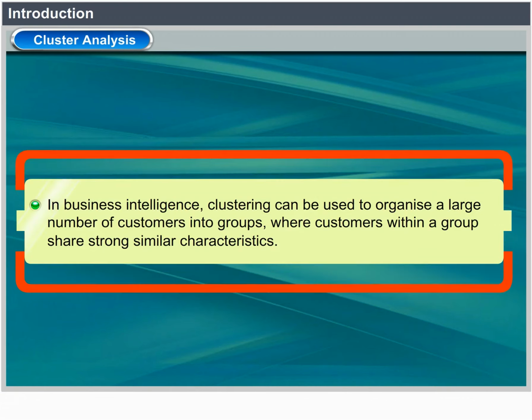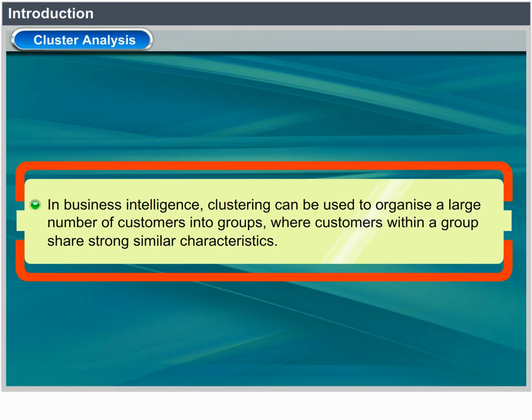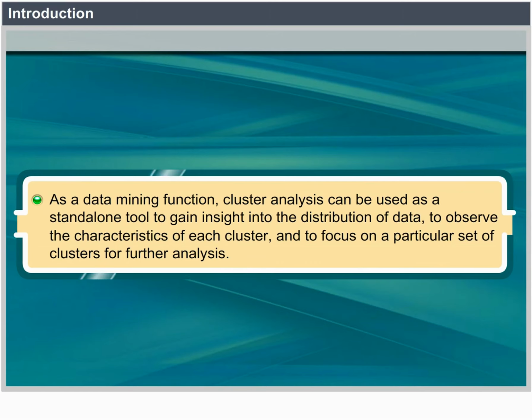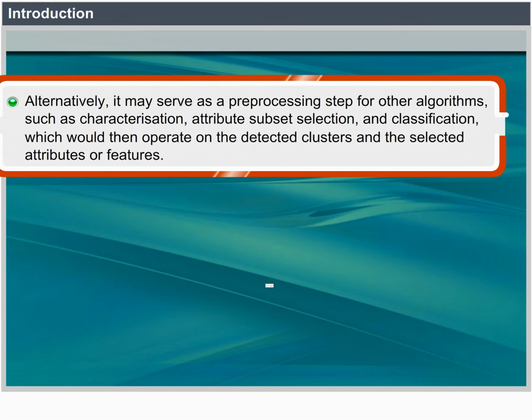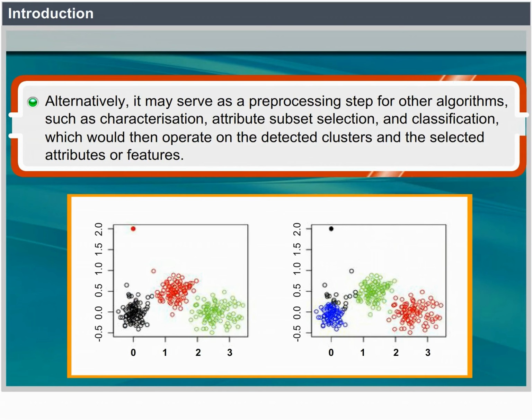In business intelligence, clustering can be used to organize a large number of customers into groups where customers within a group share strong similar characteristics. As a data mining function, cluster analysis can be used as a standalone tool to gain insight into the distribution of data, to observe the characteristics of each cluster, and to focus on a particular set of clusters for further analysis. Alternatively, it may serve as a pre-processing step for other algorithms, such as characterization, attribute subset selection, and classification, which would then operate on the detected clusters and the selected attributes or features.